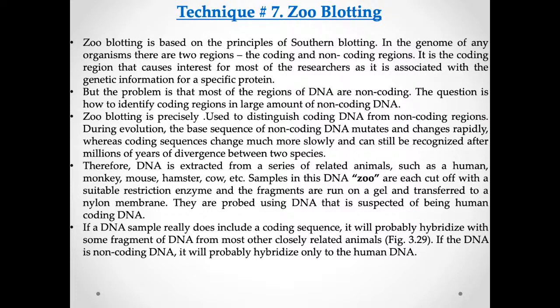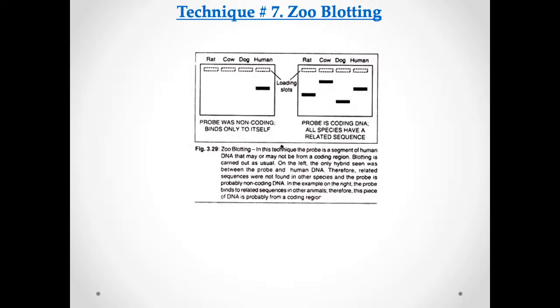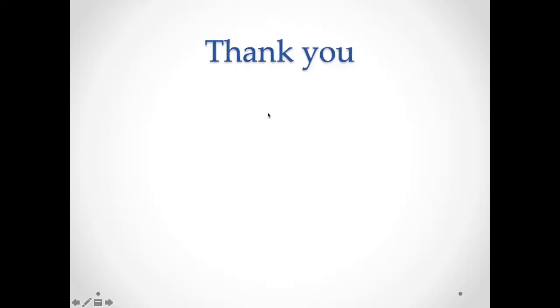And in zoo blotting, basically we have a non-coding sequence and coding sequence. Probes that are non-coding sequence just bind to themselves, that is your human, and these are the coding DNA, like for rat, cow, dog, human. So when we run them, we can identify that this particular area belongs to the non-coding and coding of the human. So that's how zoo blotting works.